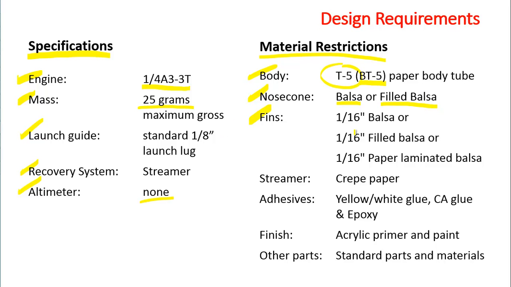Fins. Your fins should be made of 1/16 inch balsa wood or 1/16 inch filled balsa or 1/16 inch paper laminated balsa. Again, I realize you don't know what paper laminated means. We will come back to that. Your streamer. Your streamer should be made of standard crepe paper. That's a party streamer.